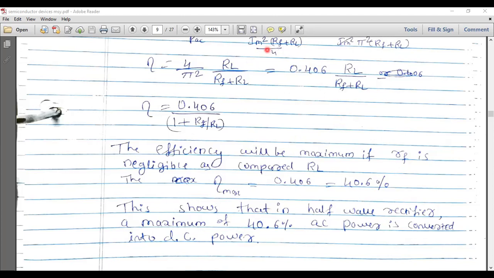So the waveforms for that: for the positive half cycle we'll get positive waveforms. For the negative half cycle also we'll get the positive waveform only. Why are we getting only positive DC for both? I'll show the diagram to you. Why are we not getting the negative output, negative DC? Anyone?